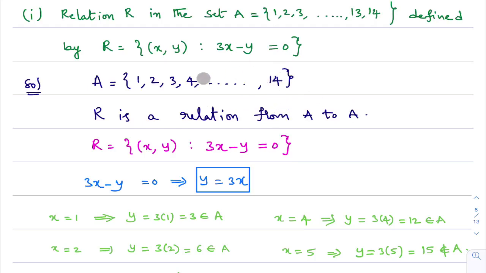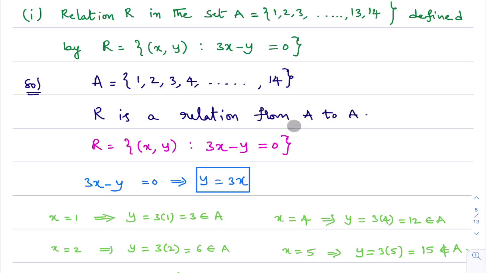After writing these 3 steps, to check the reflexive, symmetric, and transitive properties, if you can write this relation in roster method, it is very easy to check. So here R is a relation from A to A. R is the set of all ordered pairs from A to A. That means here x is in set A, and y is also in set A.